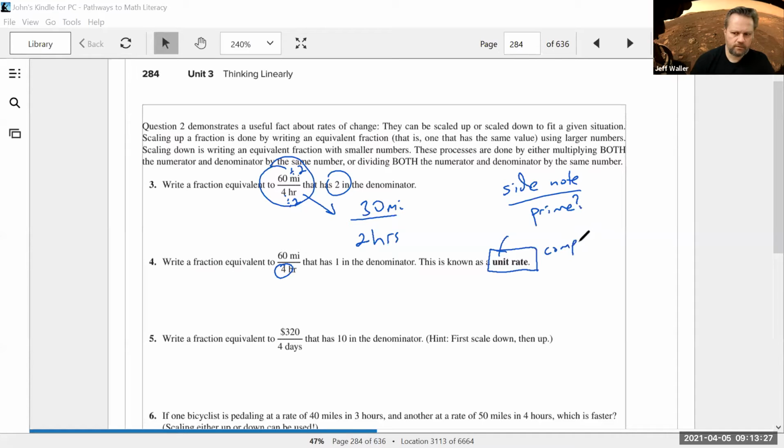Versus, a number that can only be divided by itself. Yeah, like 17 is prime because the only way to break up 17 is 1 times 17.